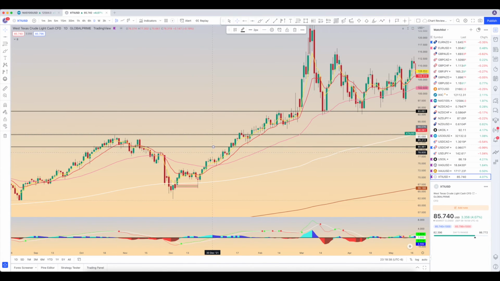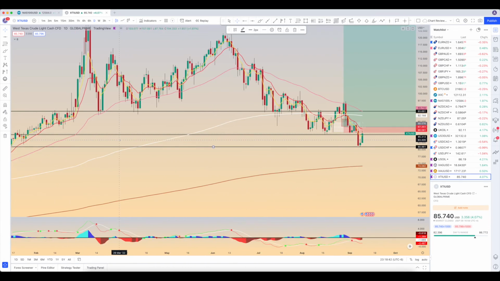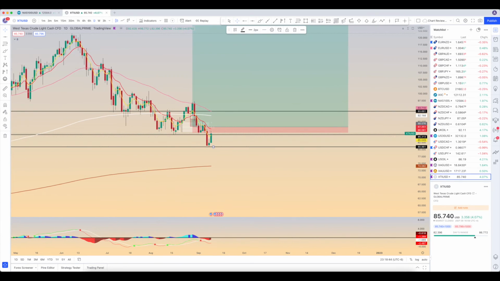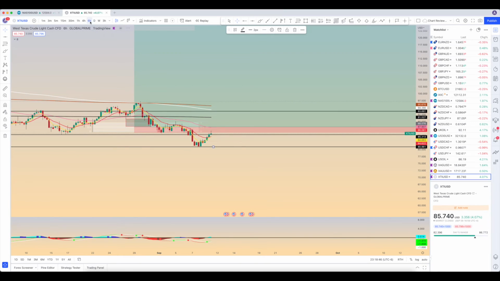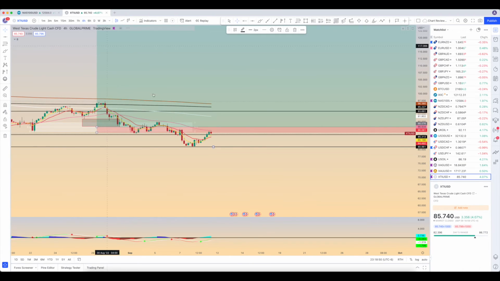Right, so you can see this was kind of the valid area where it's been dropped into. But let's see if we can find anything on the 6 hour or the 4 hour. And not really. Like, it was just the engulfing candle that we had there. And even here, it's not breaking that high. So very possibly we could still drop a bit lower.